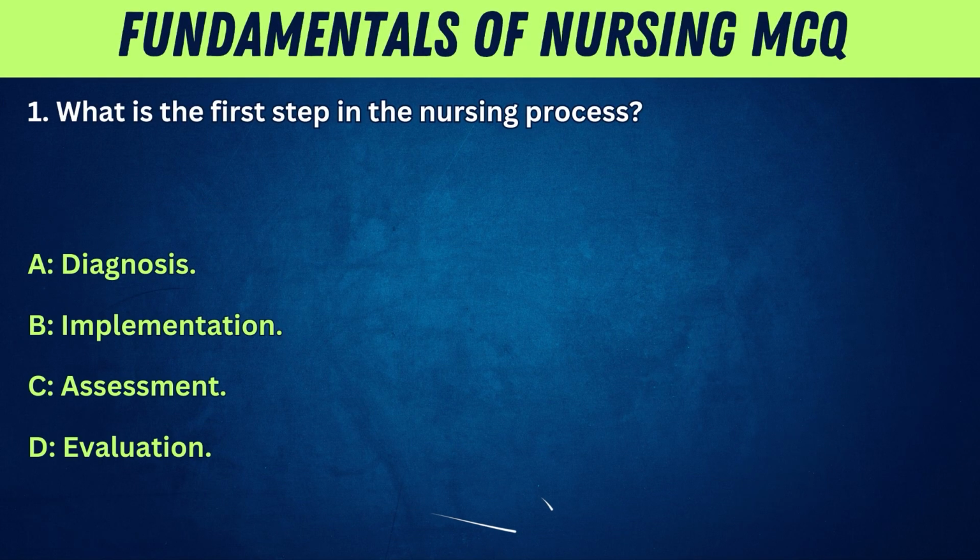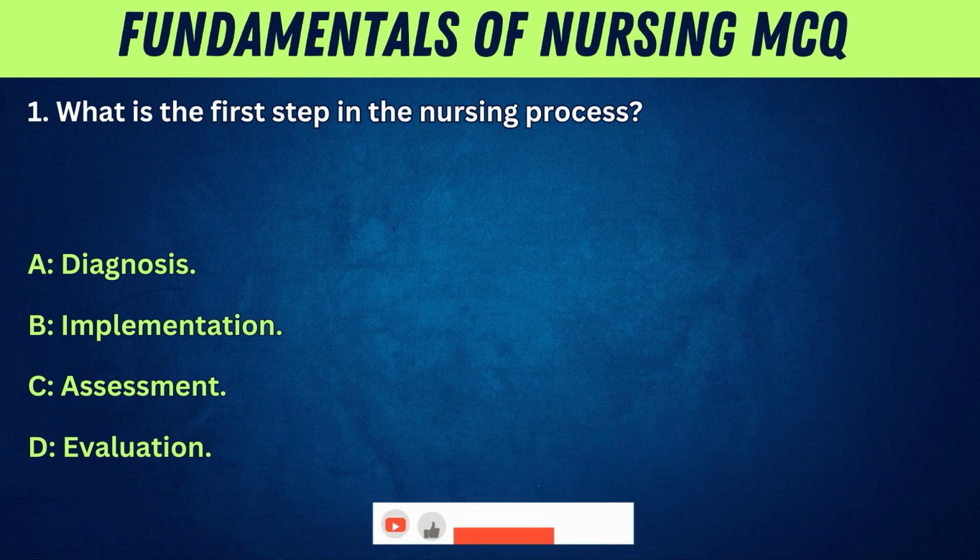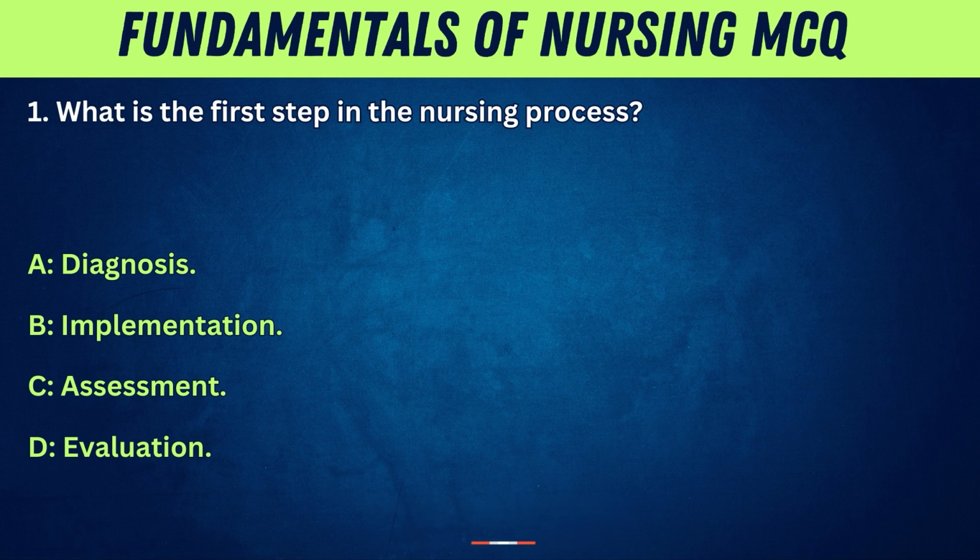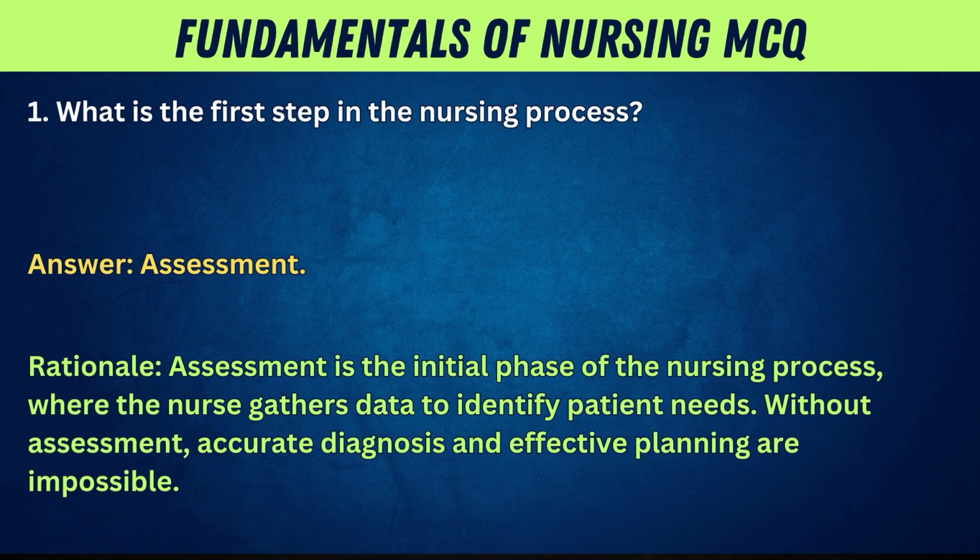1. What is the first step in the nursing process? A. Diagnosis. B. Implementation. C. Assessment. D. Evaluation. Answer: assessment. Rationale: assessment is the initial phase of the nursing process, where the nurse gathers data to identify patient needs. Without assessment, accurate diagnosis and effective planning are impossible.